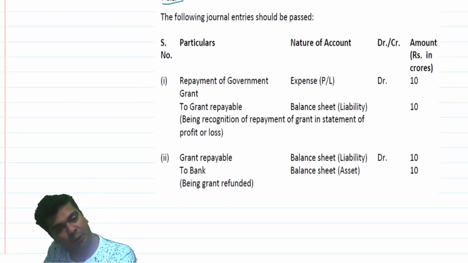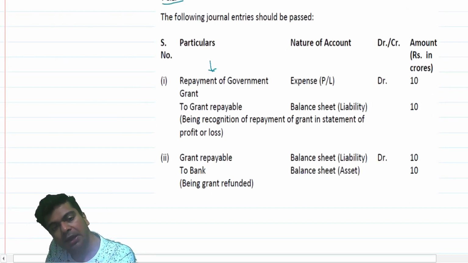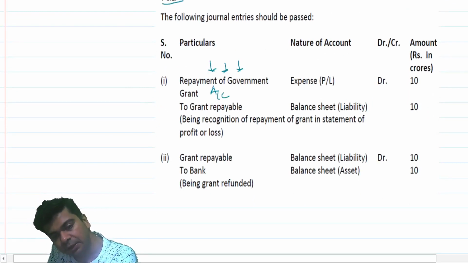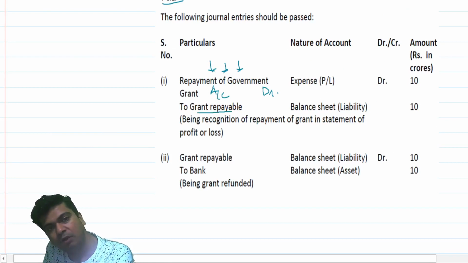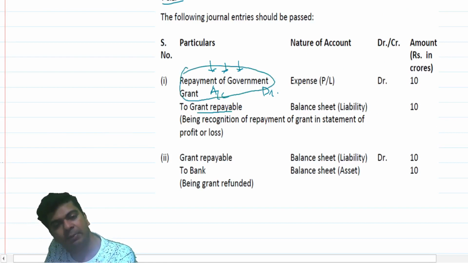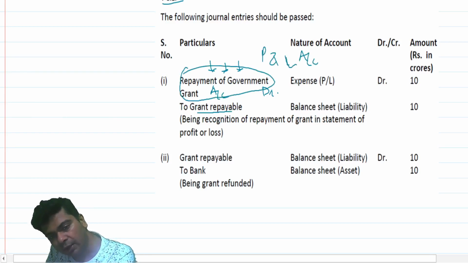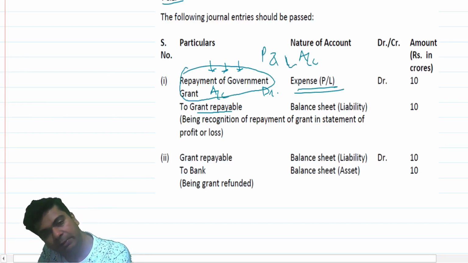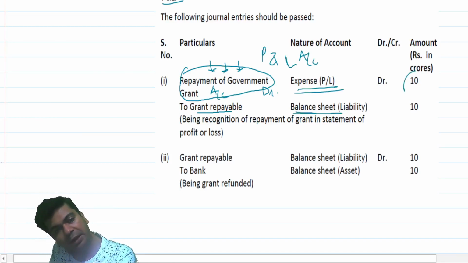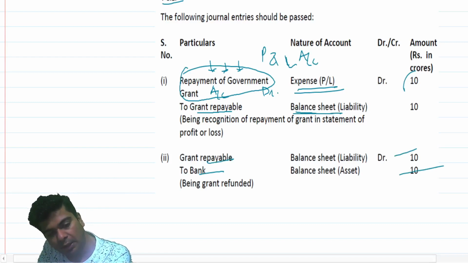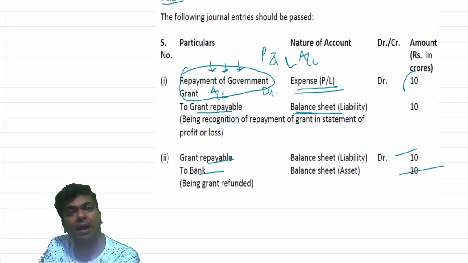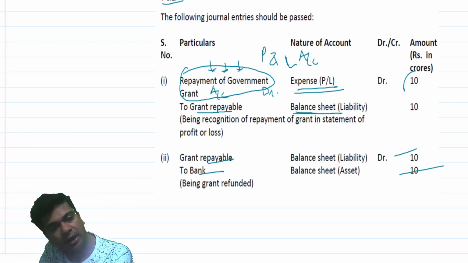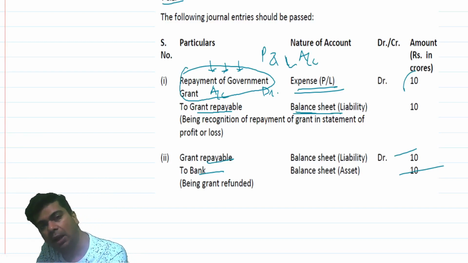This will be our scheme of accounting entries. They say the first one, repayment of government grant account debit, to grant repayable. This repayment of government grant that you have created will ultimately be debited to profit and loss account. That's the reason it's written here. It's an expense. Ultimately, it will go to the P&L. 10 crores is to be refunded. I'm creating a liability for the grant repayable and then grant repayable to bank, 10 crores, 10 crores. I will repay the grant repayable to bank account. As I will repay the government grant, there shall be an outflow of cash, and that's the reason bank account is getting credited.